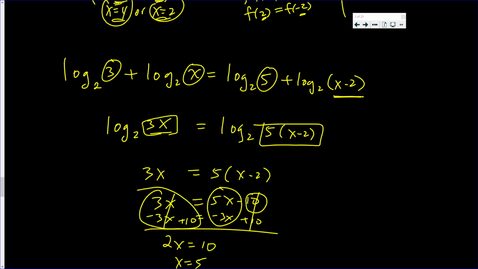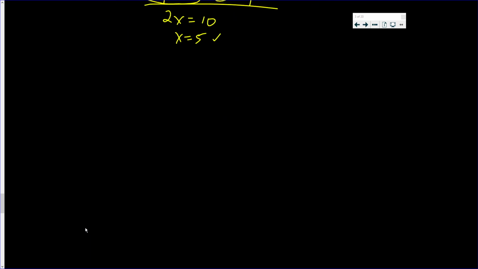When x is 5, this is 3. When x is 5, this is 5. When x is 5, this is 5. When x is 5, this is 3. I never got a non-positive value. I said 3, 5, 5, and 3. Those are all positive values. So x equals 5 gets to stay as the answer.